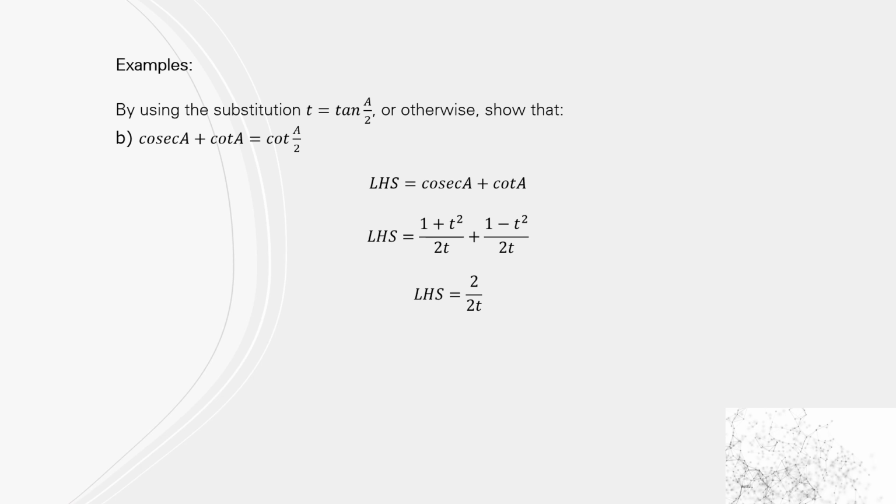Second one, prove that cosec plus cot equals cot A over 2. Now we've got to remember that cosec is the reciprocal of sine. So what the T formula for sine is, we'll flip that. And cot is the reciprocal of tan. So the left-hand side is 1 plus T squared over 2T plus 1 minus T squared over 2T. Both have a common denominator, so collect your like terms on top and you get 2 over 2T. 2 over 2T is the same as 1 over T, which is 1 over tan A on 2, and the reciprocal of tan is cot. So therefore that's the right-hand side.